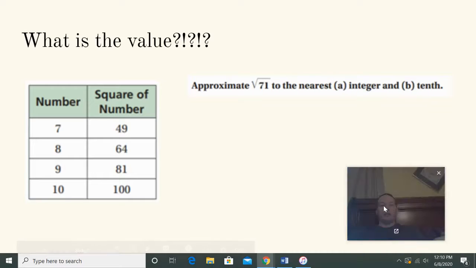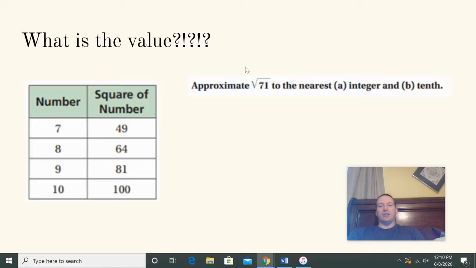So now what we're going to do is we're going to try to find the value of an irrational number. And to do that, we're going to do 2 parts. We're going to find it to the nearest integer and to the nearest tenth. And there's a way to do it. It's really not that complicated.